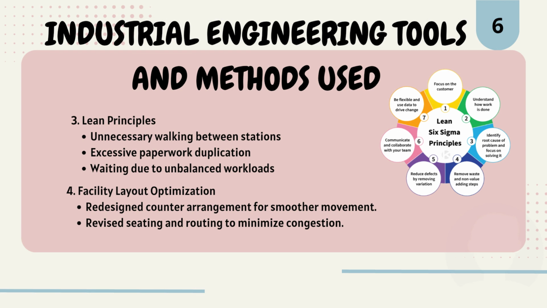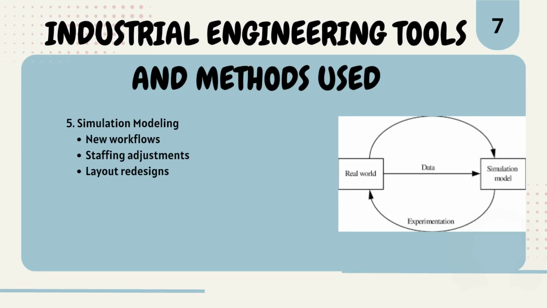The next method that they apply is facility layout optimization. This method is done in order to reduce congestion and improve movement through the building. So the engineers redesigned the counter arrangement for smoother movement, and they also revised seating and routing to minimize congestion.